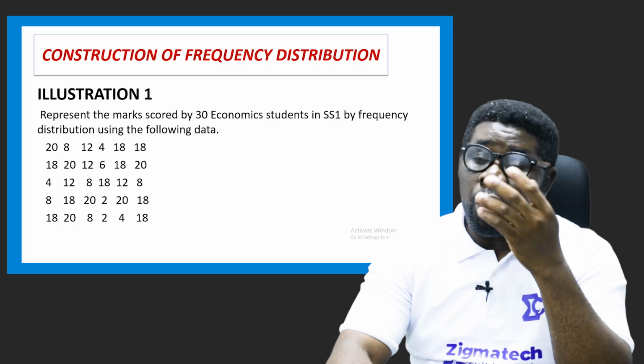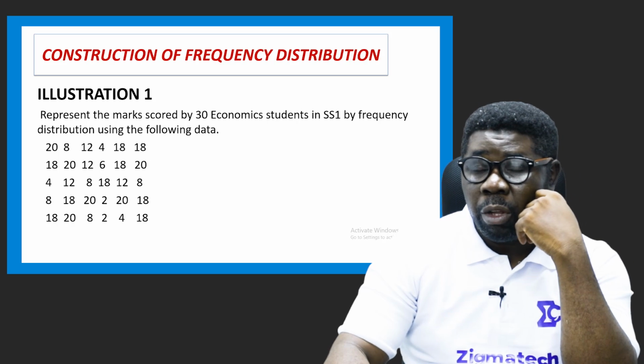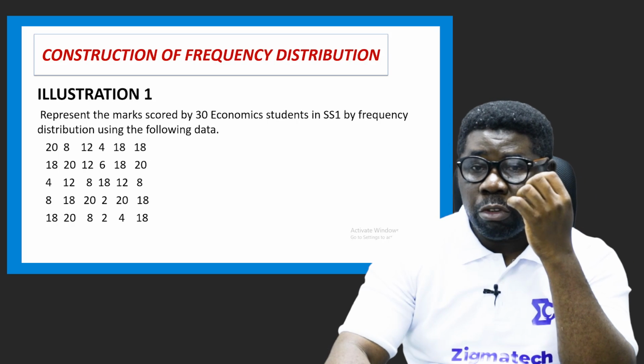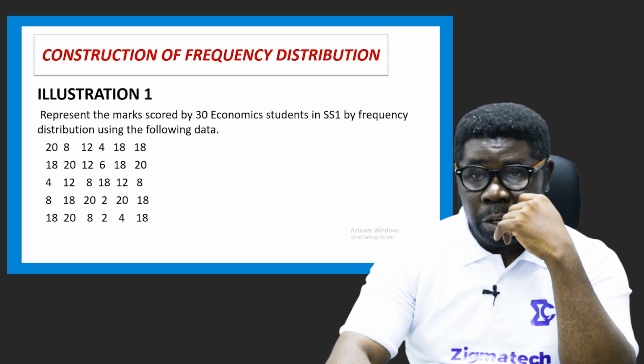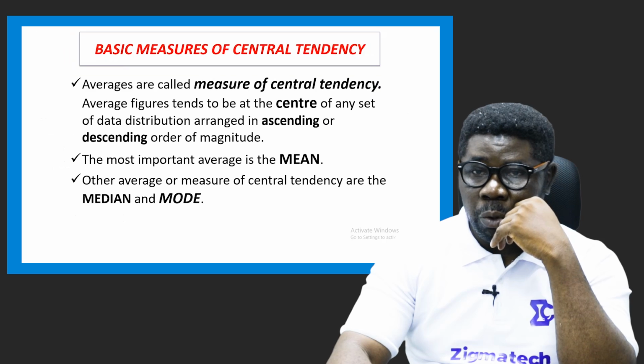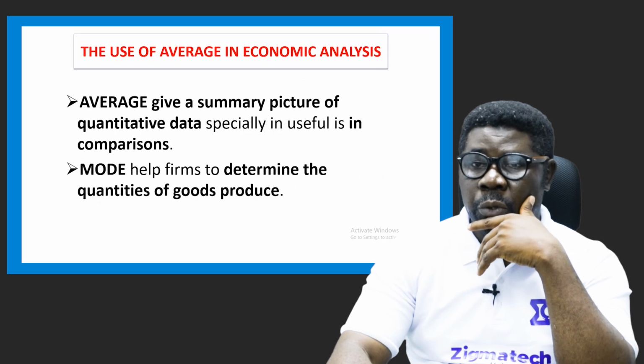Then the mode is the most occurring. Like in our distribution, I think 18 seems to be the highest, which has 9 in number. So that's our mode value. As the case may be, that's what we should know. So that's the mode for you.